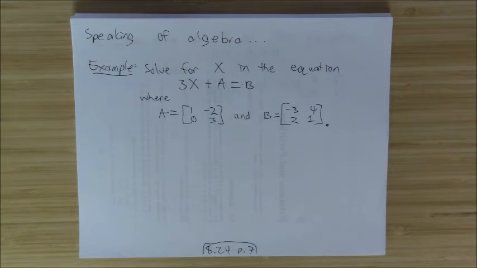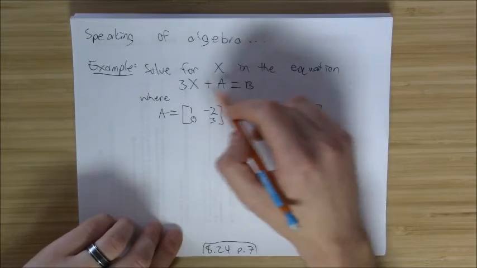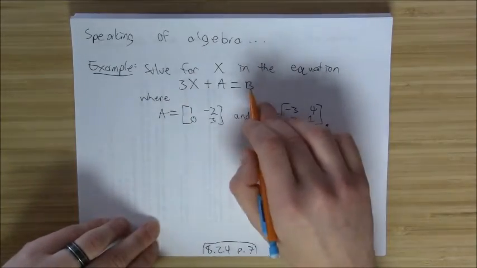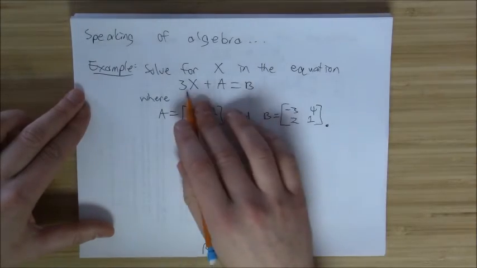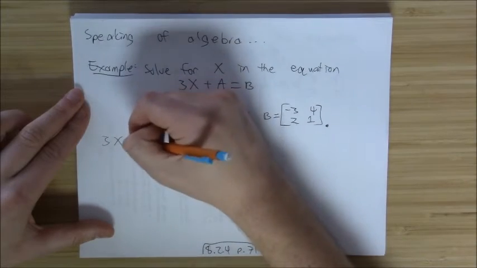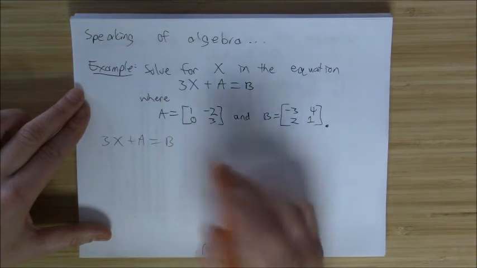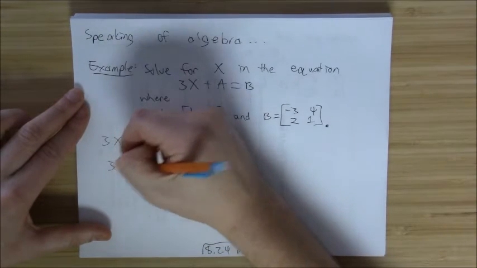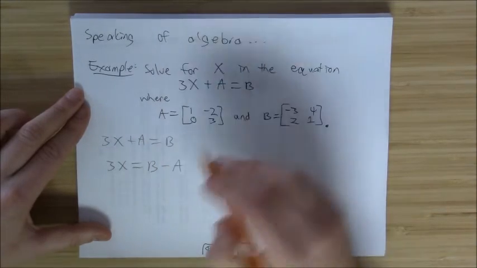So speaking of algebra, let's go ahead and try solving an equation this way. To solve this equation, 3x plus a equals b, let's be really careful and do the algebra, and then we'll plug in the numbers, okay? So here we have 3x plus a equals b. To solve that, we can apply the inverse of a to both sides, so that would be 3x equals b minus a.